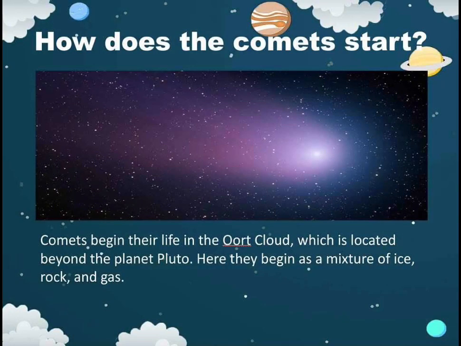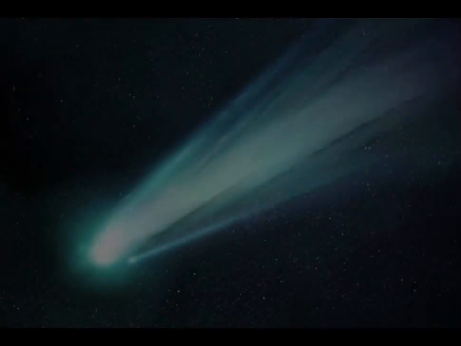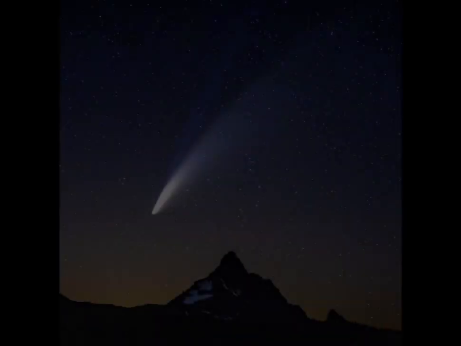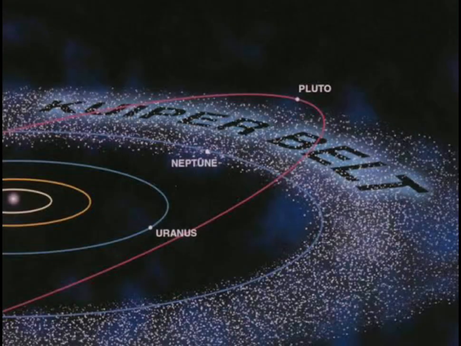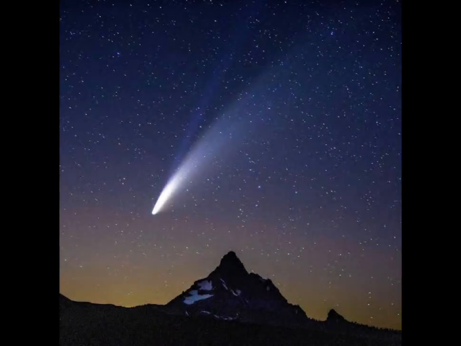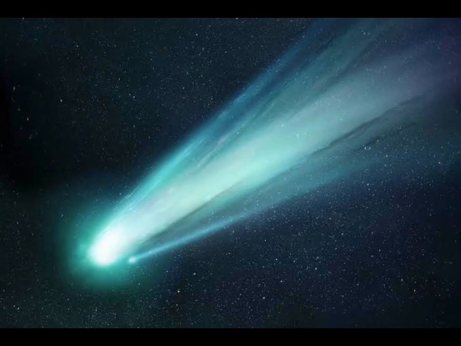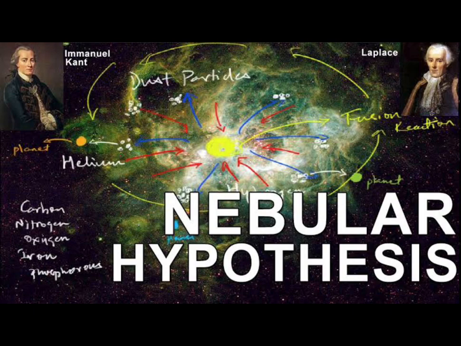How does a comet start? Comets begin their life in the Oort cloud, which is located beyond the planet Pluto. Here they begin as a mixture of ice, rock, and gas. When one comet comes close to another, one of them can change direction and start its journey toward the sun. Comets are believed to originate from the outer regions of the solar system, especially from a region known as the Oort cloud or Kuiper belt. The exact process by which comets are formed is not yet fully understood, but scientists have put forward a widely accepted theory called the nebular hypothesis.